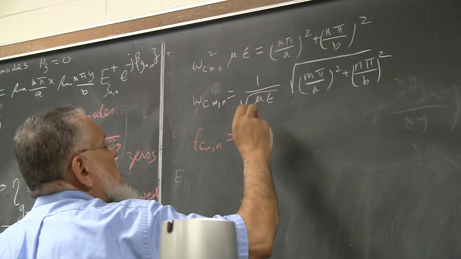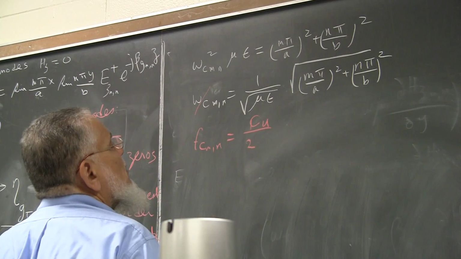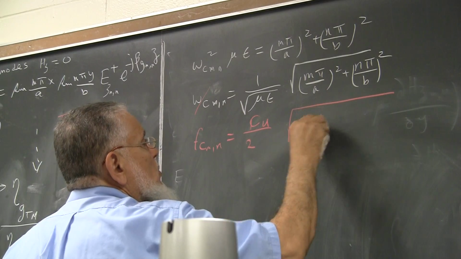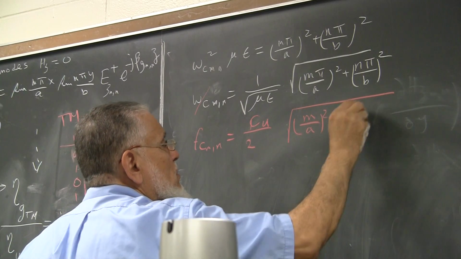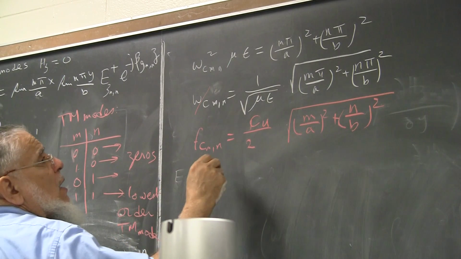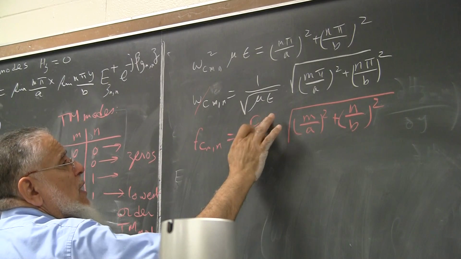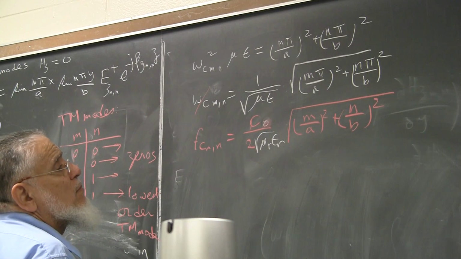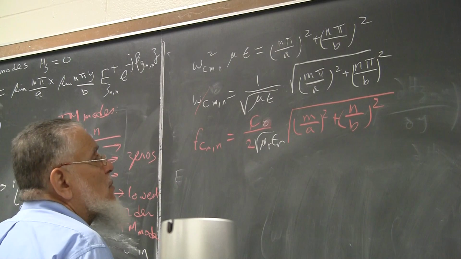and this one here is c unguided, times the square root of M over a squared plus N over b squared. That's much easier than memorizing. Suppose we have free space, just for the sake of simplicity. If you wish, that can be written as c naught over square root of mu r epsilon r. Just to be very clear about c unguided.